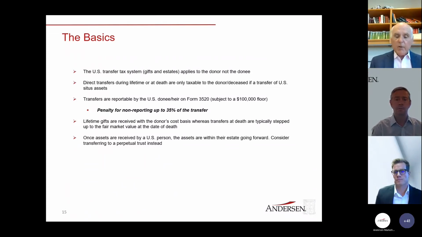So transfers of more than $100,000 US in a given year are reportable but not taxable. It's an information reporting concept with fairly steep penalties for failure to comply. There are some income tax issues because lifetime gifts have a basis carryover, so that if you make a gift of foreign real estate to a U.S.